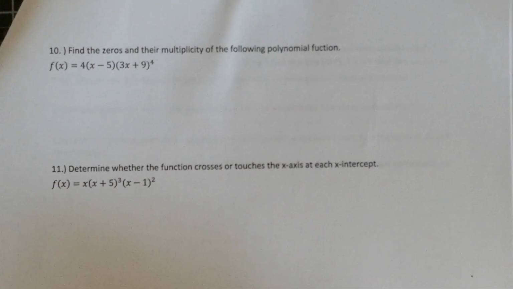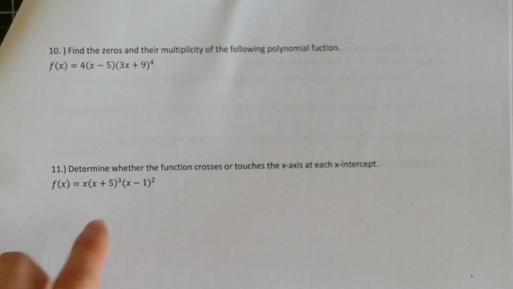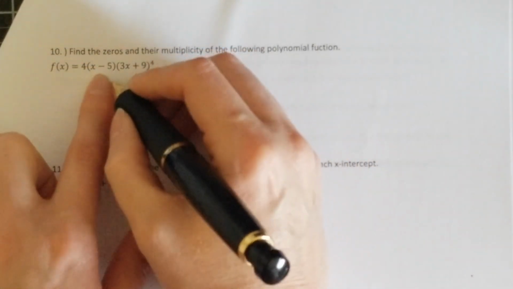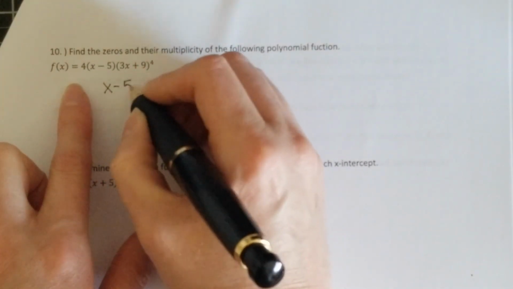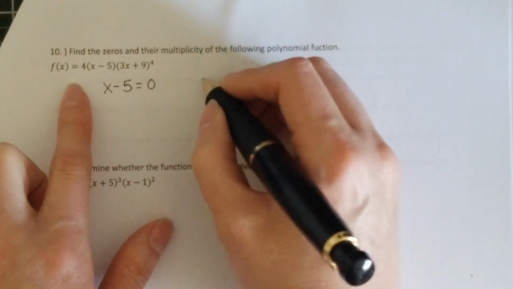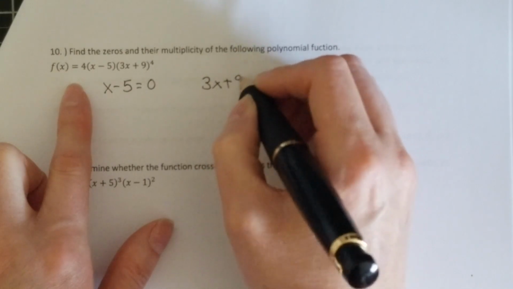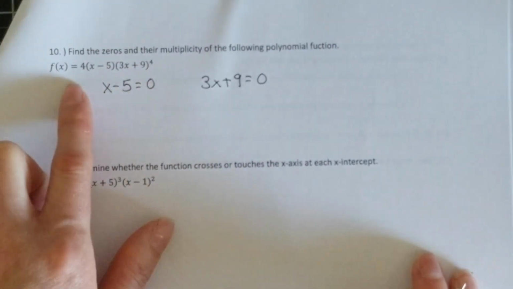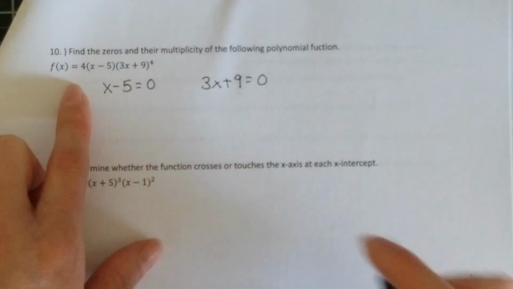Okay, question number 10. Find the zeros and their multiplicity of the following function. So to find the zeros, you want to set each piece equal to 0. Okay, so we're going to set this piece equal to 0. So x minus 5 equals 0. 3x plus 9 equals 0. We're going to solve each one of these equations separately.